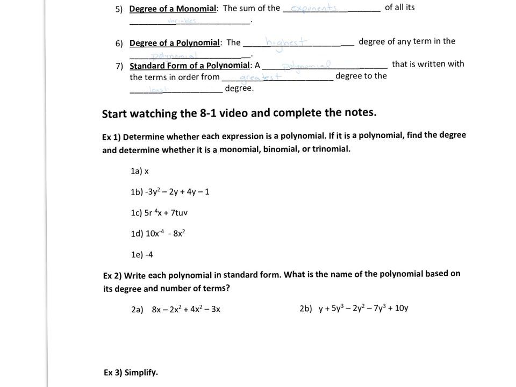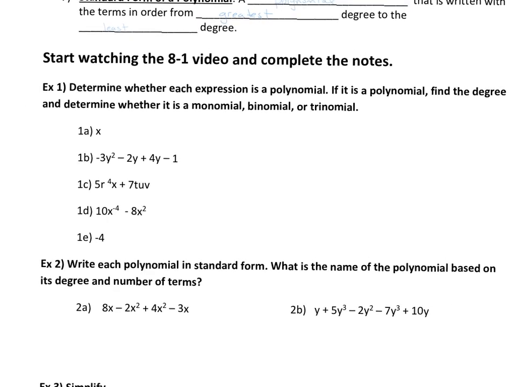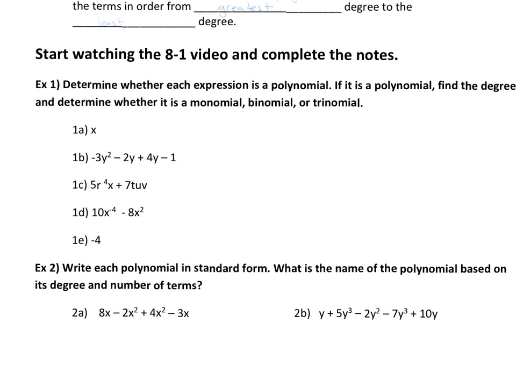All right, so I want you to go ahead and pause the video, and I want you to try example 1 on your own. First off, I want you to tell what degree it is. So tell me your degree, and then tell me if it's a monomial, binomial, trinomial. All right, so go ahead and push pause now, and then push play once you've completed the problems.